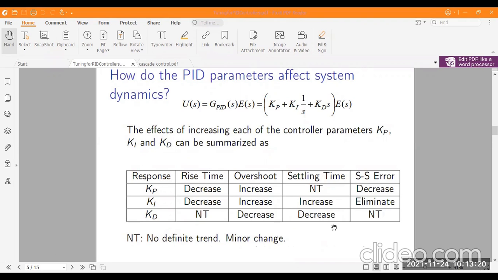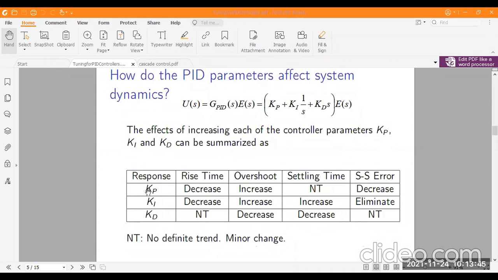Using these three controller parameters, Kp, Ki and Kd, it can be summarized in a table. Here you can see the four major characteristics we discussed in the previous slide: rise time, overshoot, settling time, and steady state error, that is SS error. Please remember this table. It is very important in the tuning of PID controller systems.